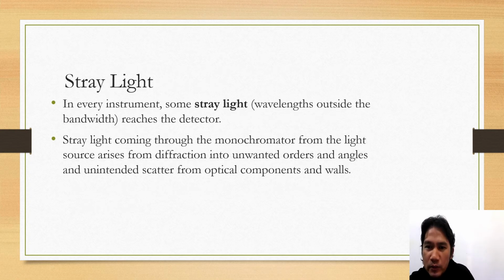There is some form of what we call stray light, which is wavelength outside the bandwidth. In every instrument, some stray light reaches the detector. Stray light coming through the monochromator from the light source arises from diffraction into unwanted orders and angles and unintended scatter from optical components and walls.